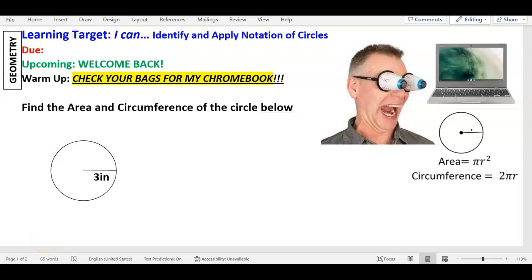Spring break is over. Did y'all get a lot of sleep? Oh, well, next spring break or winter break, summer. Okay, so we kind of started circles before the break, and now we got to really get into circles.